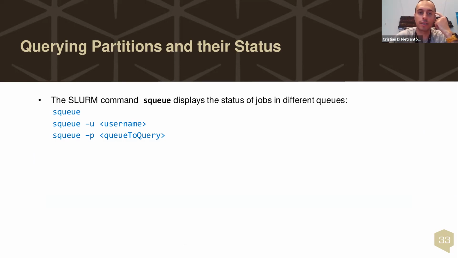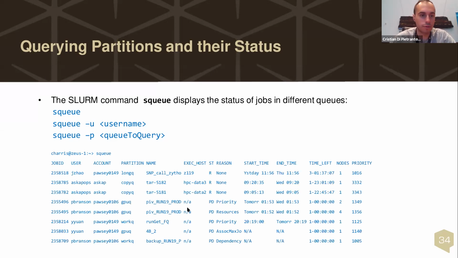As I said, jobs are not executed instantly, but are put in a queue. So for instance, you submitted a job in the work queue, and you want to check how many jobs are waiting together with you at the moment. You can query the list of all the jobs in the queue using the SQ command, which shows the list of jobs that are queued in a particular queue. So you can have a sense of how many people are waiting together with you.